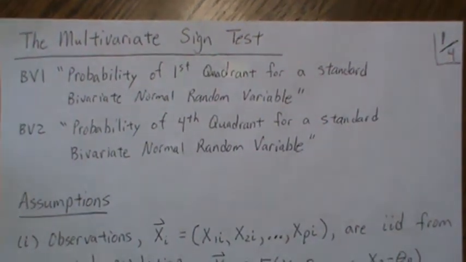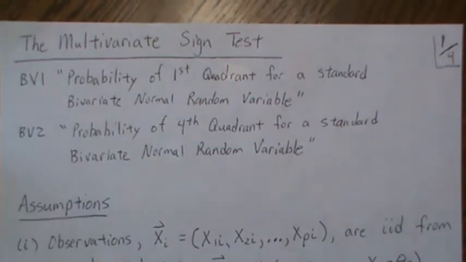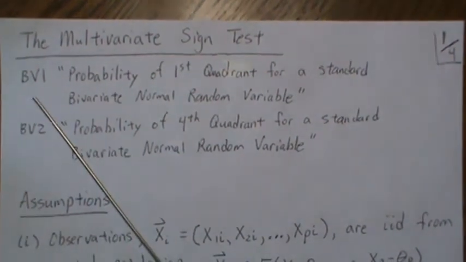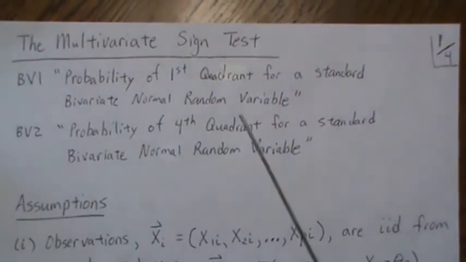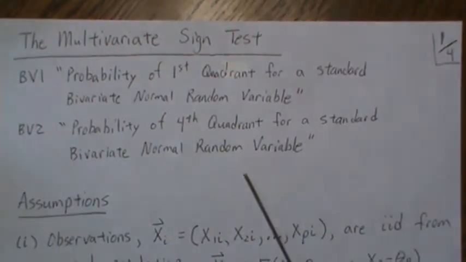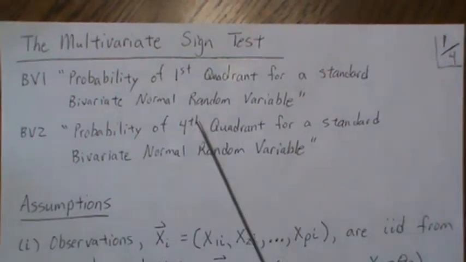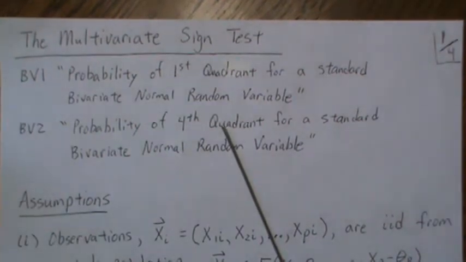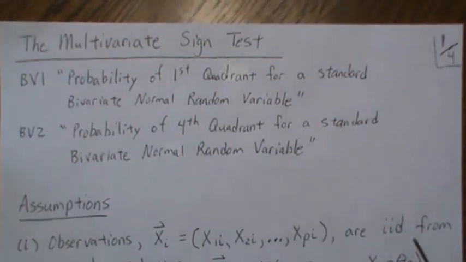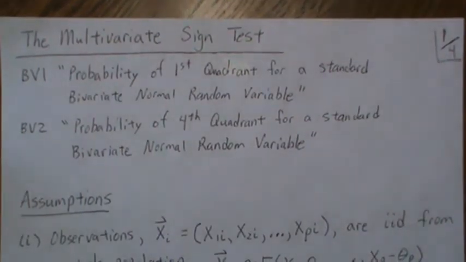Hello, in this video we're going to look at the multivariate sign test, and I'm going to suggest a couple of background videos, background video 1 and background video 2, where I calculate the probability of being in the first quadrant and the fourth quadrant for a standard bivariate normal distribution. We're going to make reference to those. Anyway, let's keep going here.